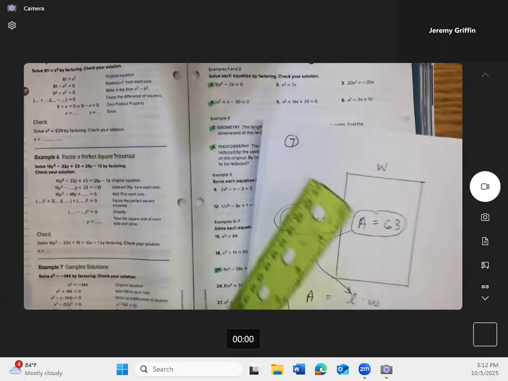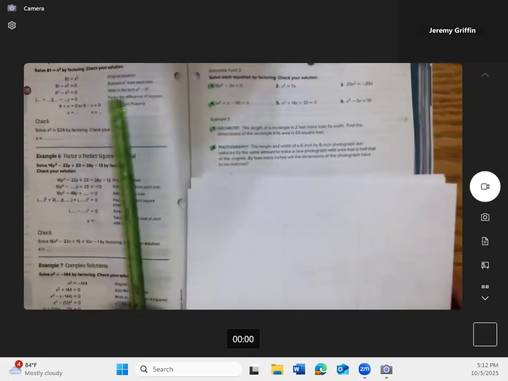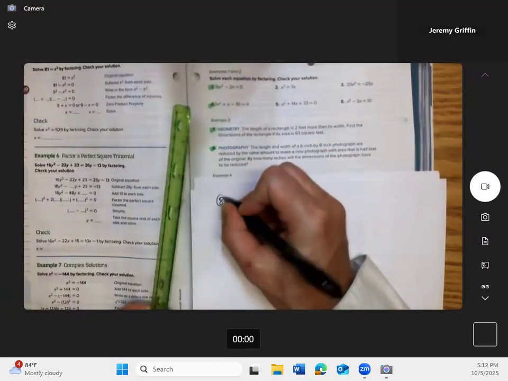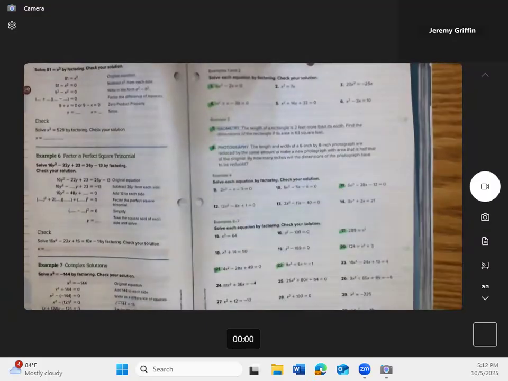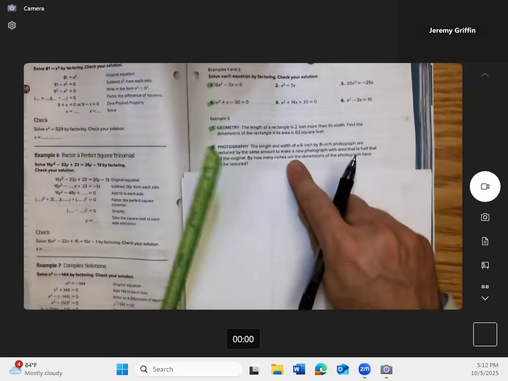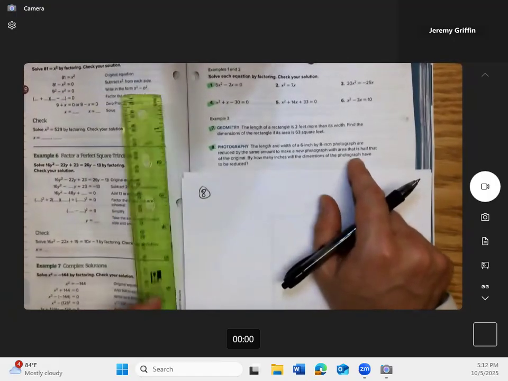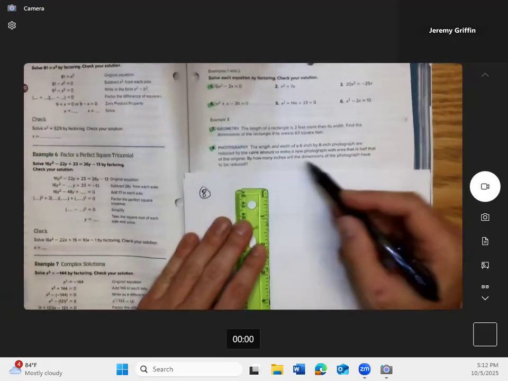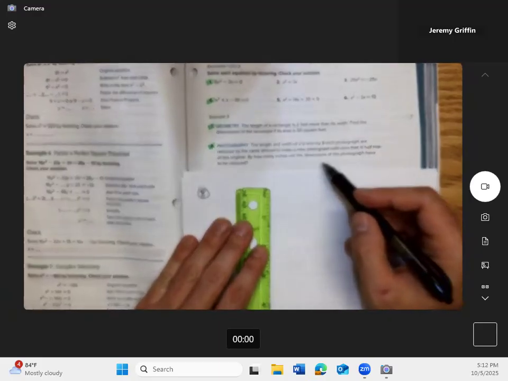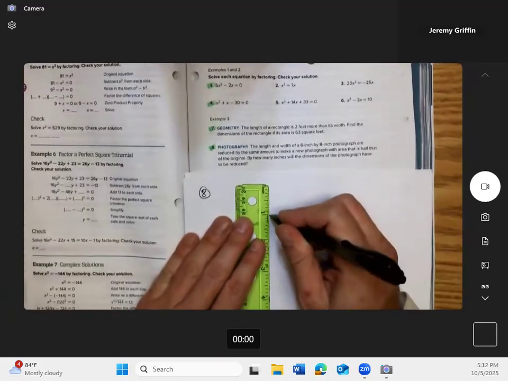Ooh, that was 7. Let's see, number 8. Ooh, another word puzzle. Photography. The length and width of a 6 by 8 inch photograph are reduced by the same amount to make a new photograph with an area that's half the original. By how many inches will the dimensions of the photograph have to be reduced?